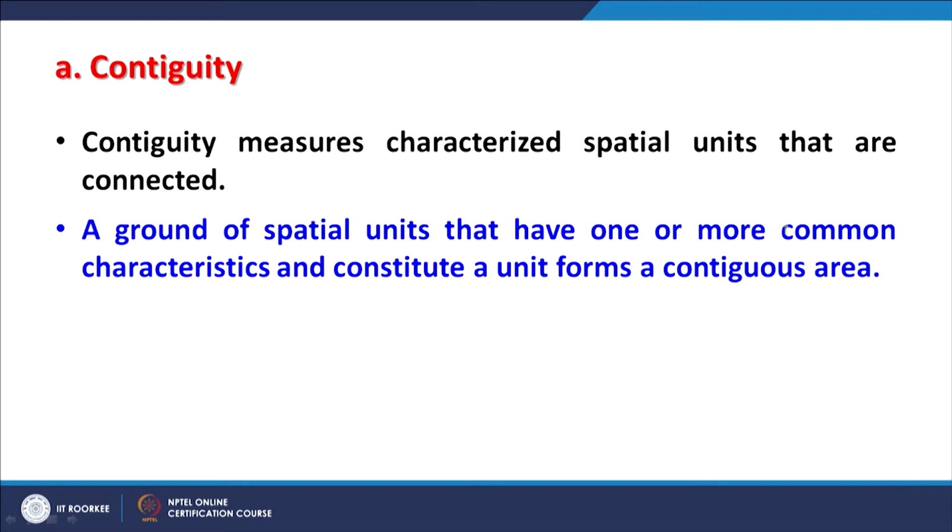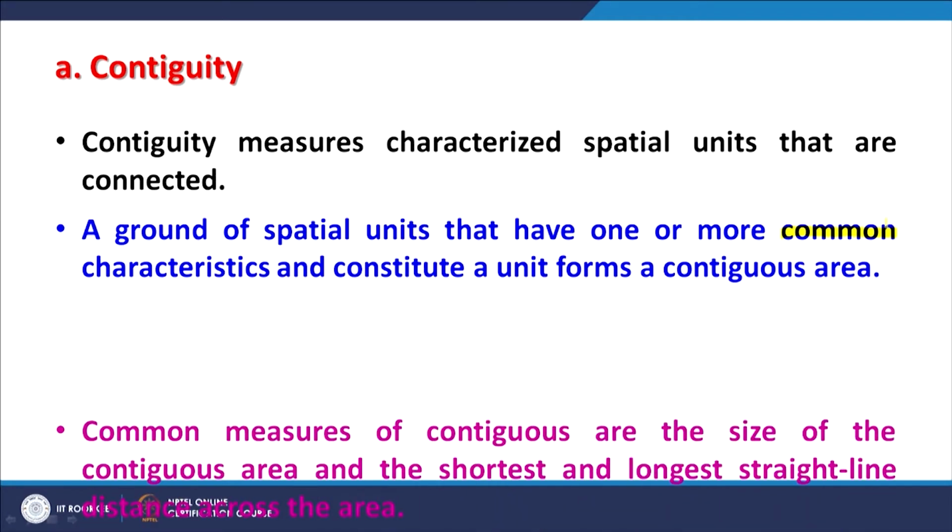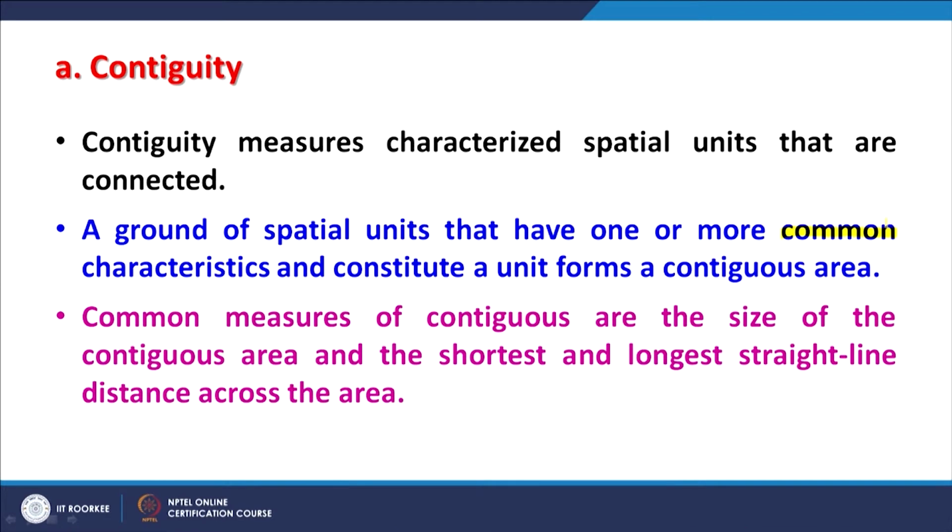Now, common characteristics is another essential requirement, and a unit that forms a contiguous area. Common measures of contiguous area are the size of the contiguous area and the shortest and longest straight line distance across the area. So, these conditions will come under this contiguity function.